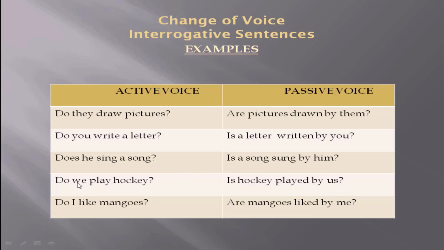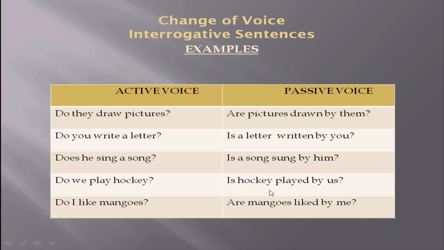In sentence 4, we is subject, play is verb, and hockey is object. Structure of passive voice will be as is plus hockey plus third form of play plus by plus us. The sentence will become is hockey played by us.